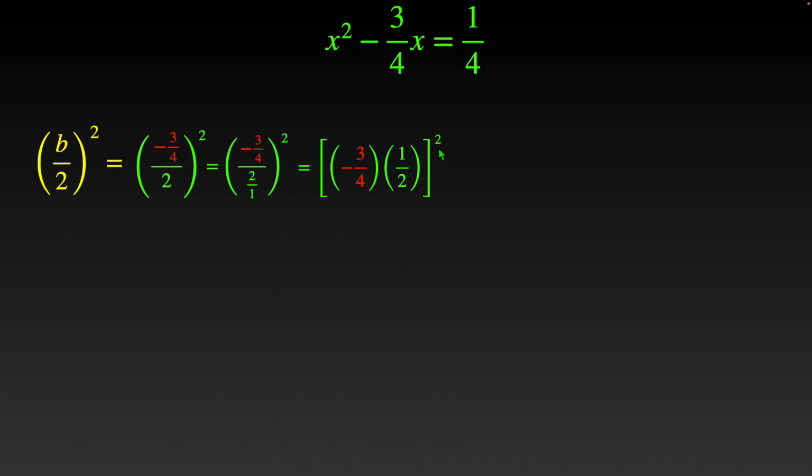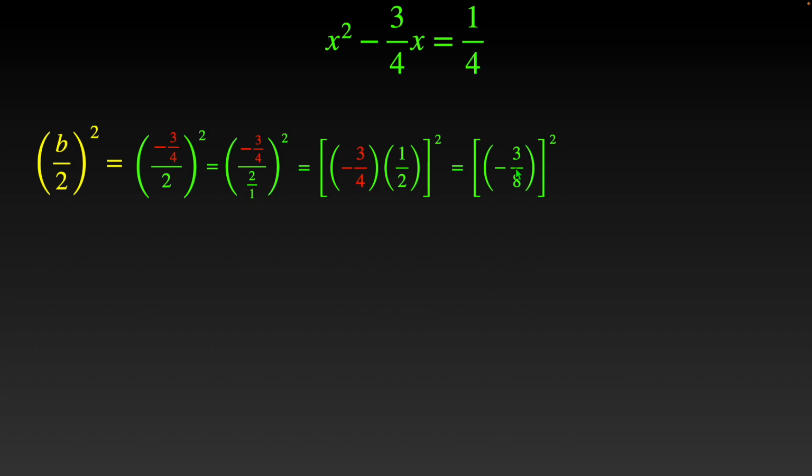Obviously, we need to square this, but before we do that, let's simplify this. How do we multiply these together? We'll take 3 and multiply by 1, take 4 and multiply by 2, and let's not forget about the negative. So we get negative 3 over 8. 3 times 1 is 3. 4 times 2 is 8. Let's not forget about the negative. So we get negative 3 over 8, and then we need to square it.